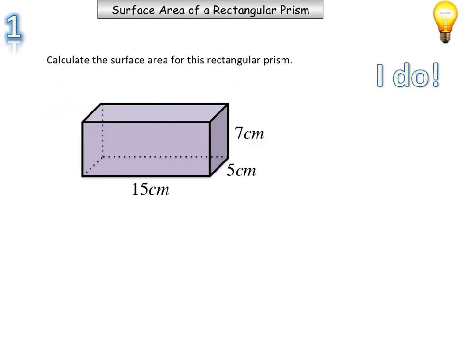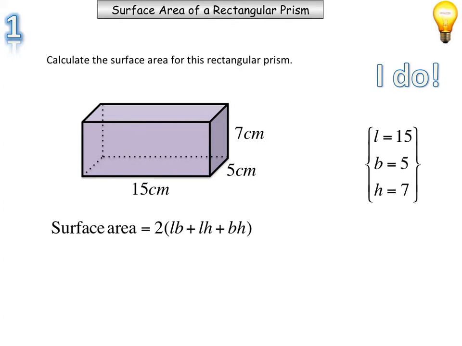Alright, let's use that information to calculate the surface area for this rectangular prism. So we've got length, breadth, and height. It doesn't matter which one we call height or breadth, so we can have them in reverse. Here's our surface area of a rectangular prism formula, and here are our values: length, breadth, and height. Let's substitute the values. So 2 multiplied by (15 times 5 plus 15 times 7 plus BH, which is 5 times 7).